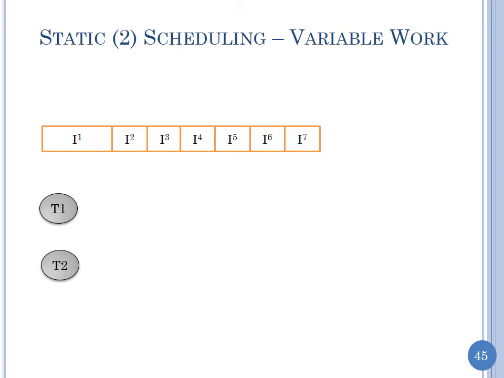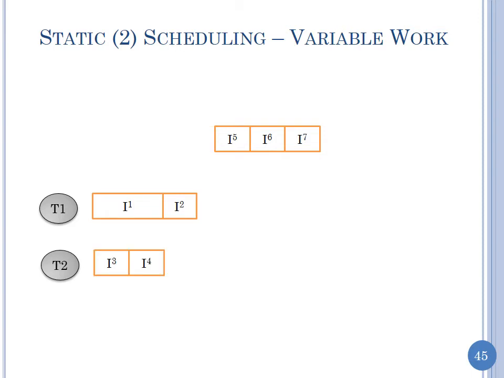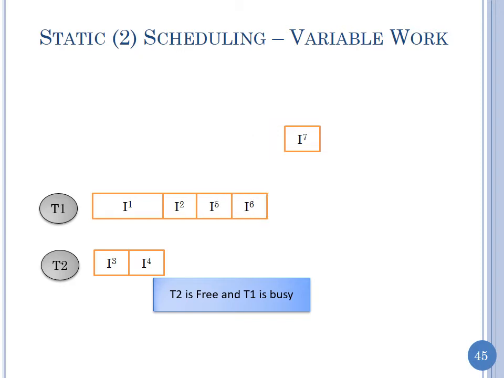Let's look at this situation now. T1 gets I1 and I2. T2 gets I3 and I4. So we're still working with 2. And now T2 is free and T1 is busy, and yet we go and assign I5 and I6 to T1, and assign I7 to T2. So we have this problem: we have a load imbalance with the same step size.